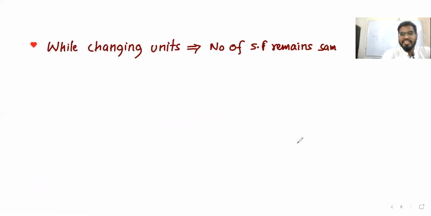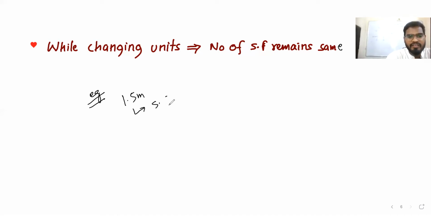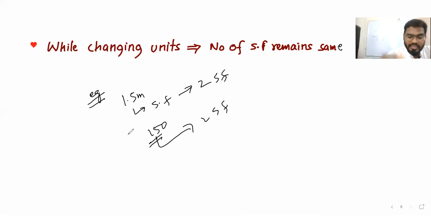While changing units, the number of significant figures should remain the same. This is important. While you are changing units, the number of significant figures should remain the same. What is the meaning of that? Let's take an example. Take 1.5 meter. How many significant digits are here? 2, right? After converting it, if you write 150 centimeter, how many? 2, bro. Only 2. So it should remain the same. Then the conversion is correct.